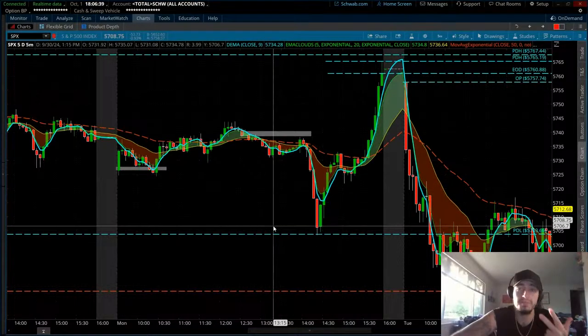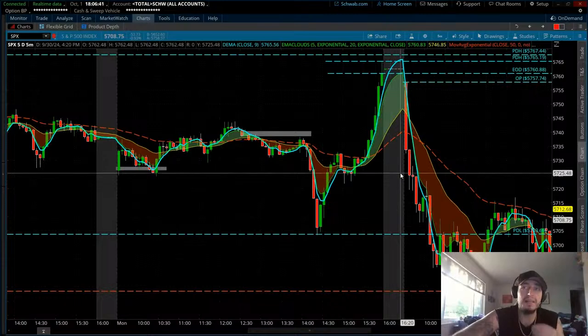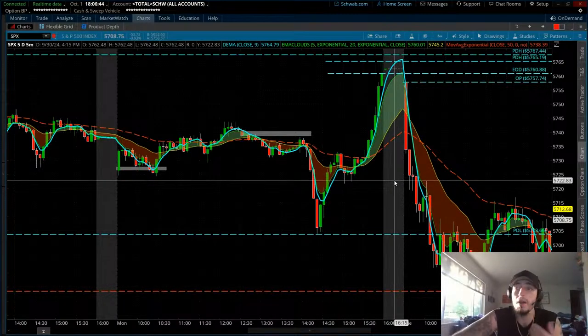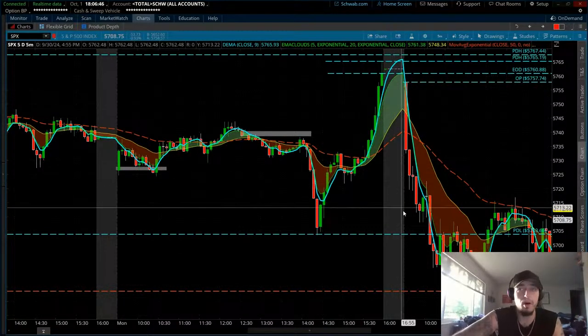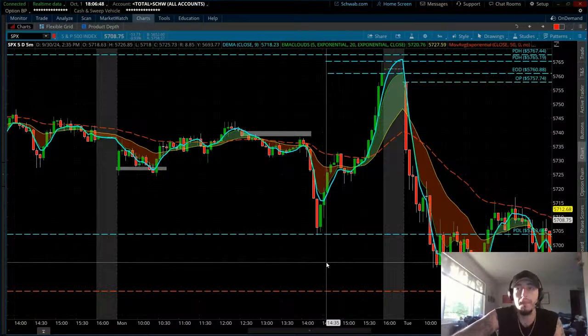Number three is my moving averages. I need my moving averages to help me determine the trend. Do the buyers have the ball? Do the sellers have the ball? Is it a healthy trend?